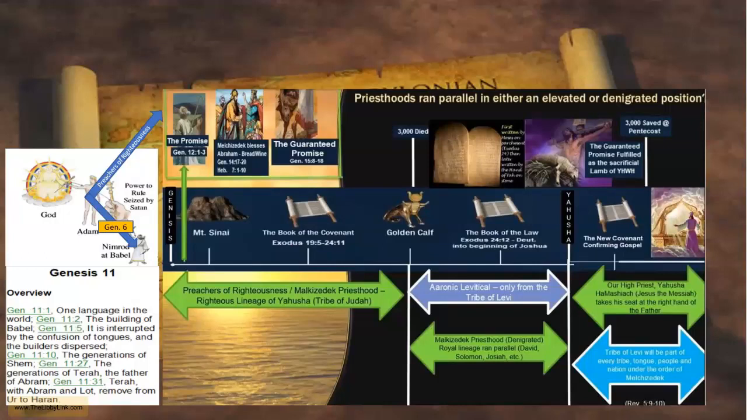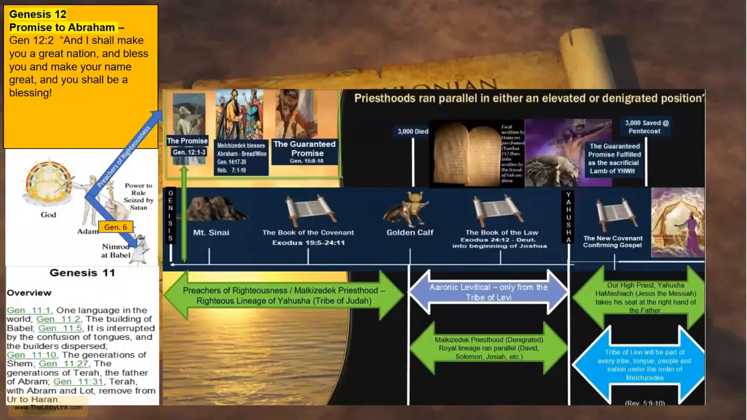with Abram and Lot that are removed from Ur to Haran. So that takes place right after Genesis 11. We have it recorded in Genesis 12, where the promise is given to Abraham. So that begins that timeline I just shared with you all.